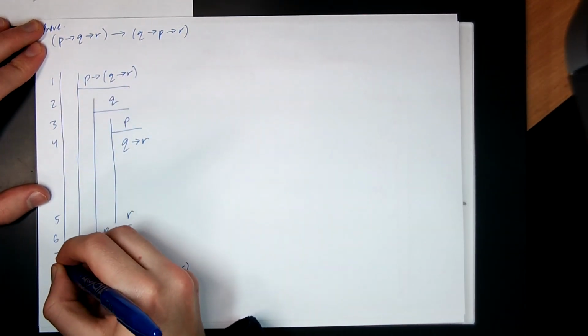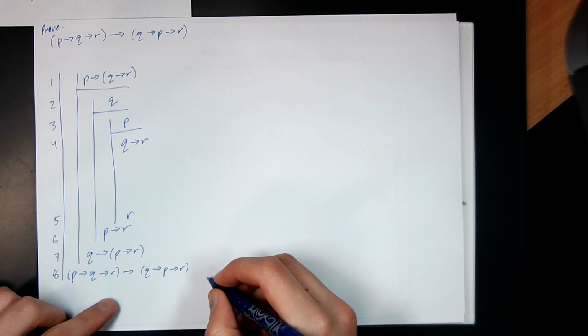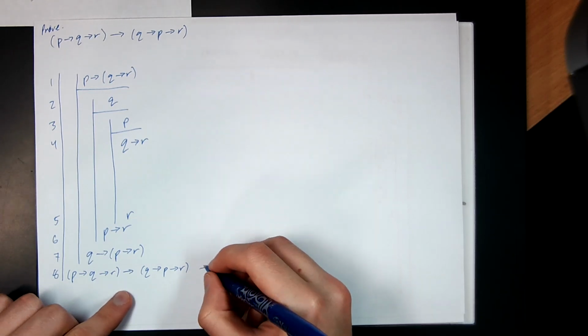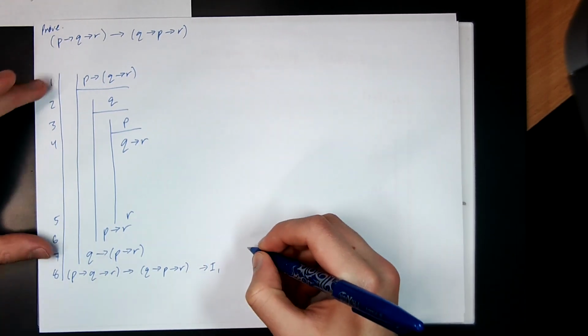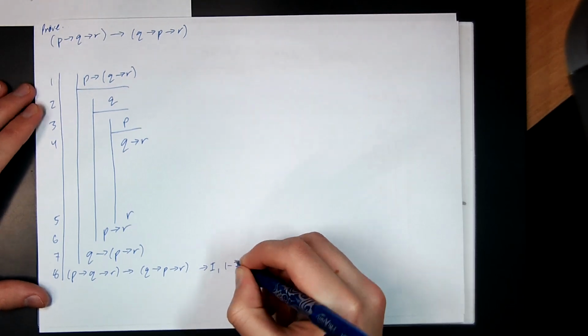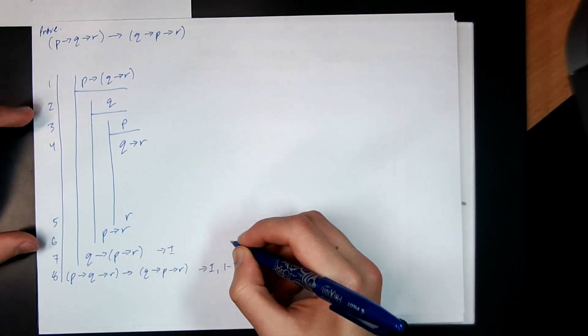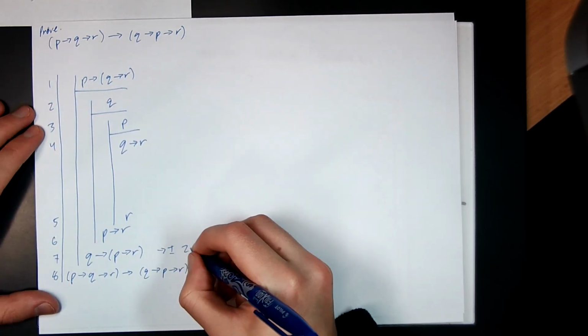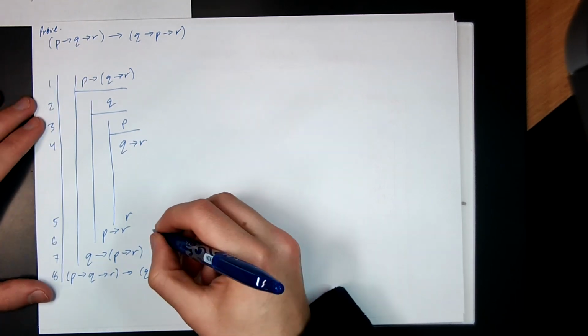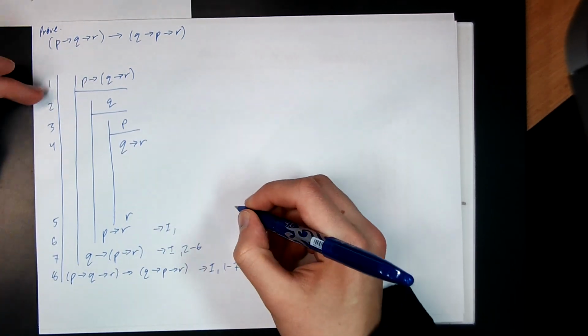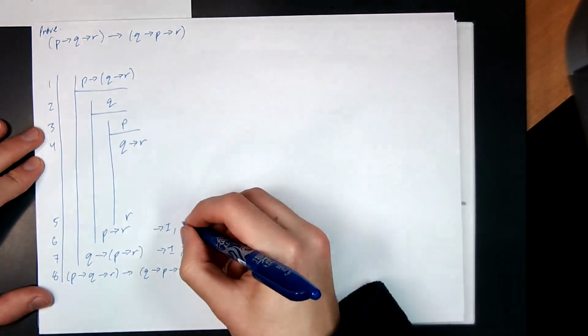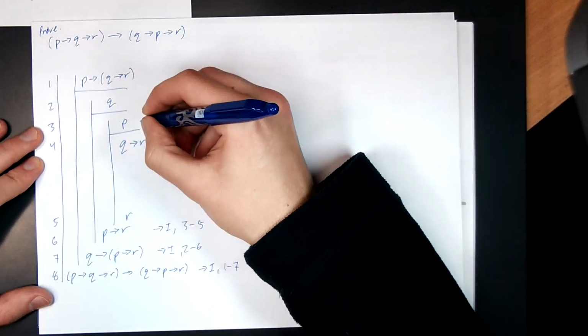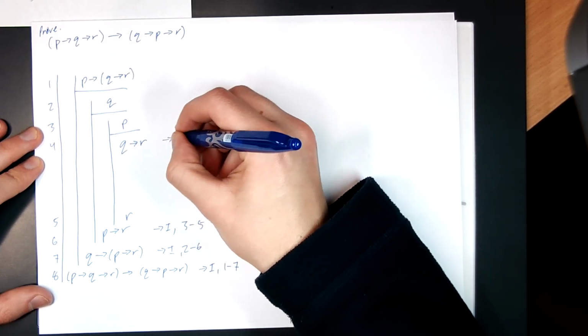So we stick in our line numbers and we stick in our rules. 5, 6, 7, 8. Implication introduction, lines 1 through 7. Implication introduction, lines 2 through 6. Implication introduction, again, lines 3 through 5. That was an assumption. That was implication elimination.